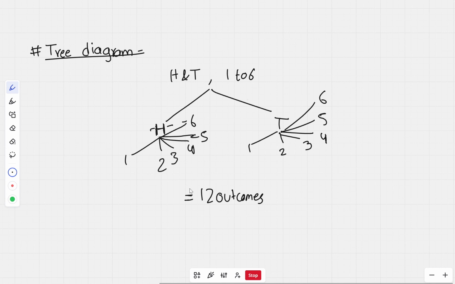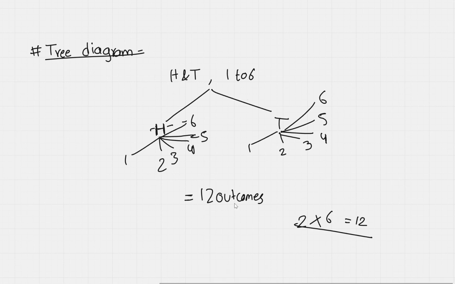Now we did the same thing by multiplying. We just multiplied the number of ways possible for a coin flip, which is 2, by the number of possible outcomes for the rolling of dice, which is 6. That also gives us 12. So yeah, this tells us why we multiply the number of ways of doing an independent task with another independent task. So tree diagrams visually show why we multiply.